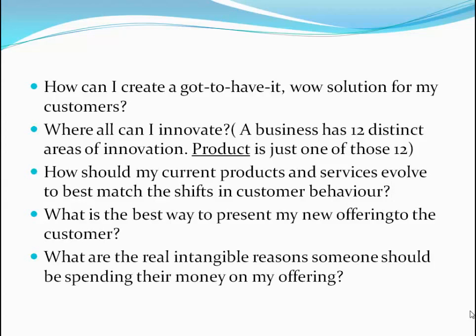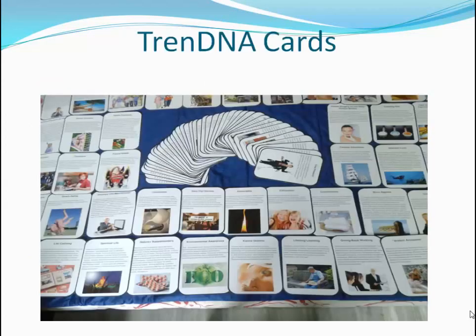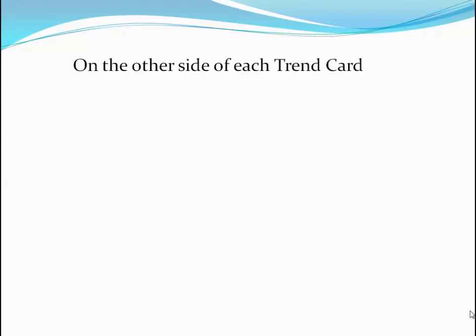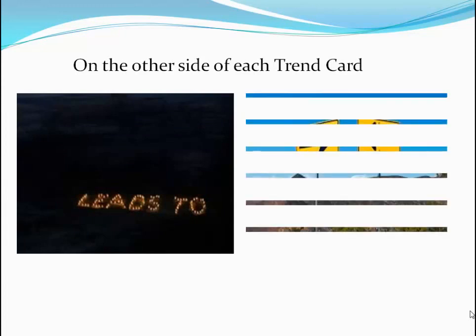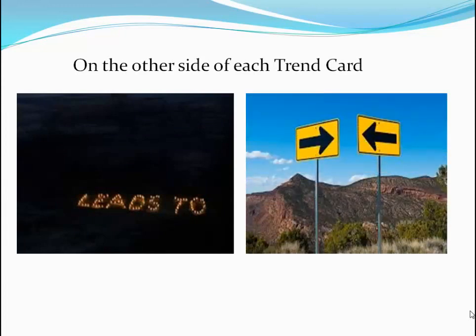The system uses Trend DNA cards, which are a set of 158 cards, each describing a compelling trend of the consumer, society, and the market. On the front face of each card, one trend is noted. On the other side of the card, however, you will find two groups of notings. One, what other trend does this particular trend lead to? That is the positive correlation. And two, what other trend does this particular trend contradict? That is the negative correlation.